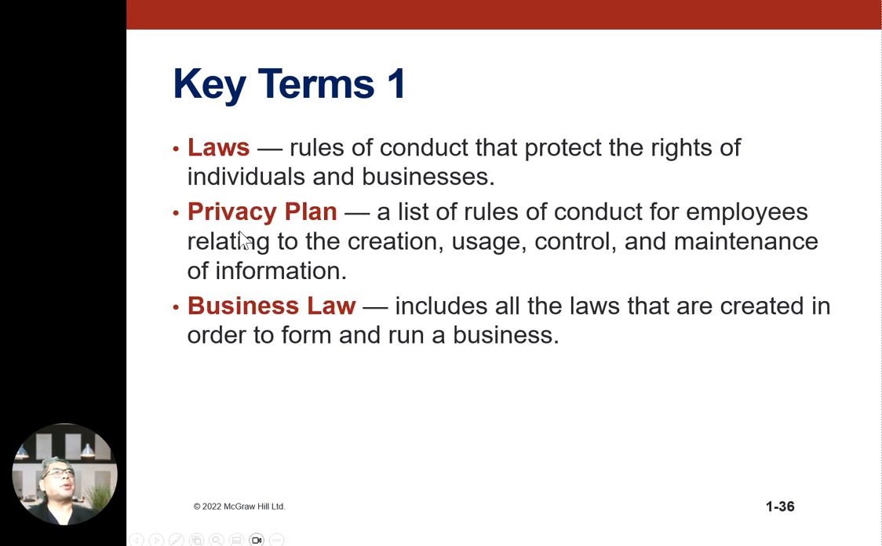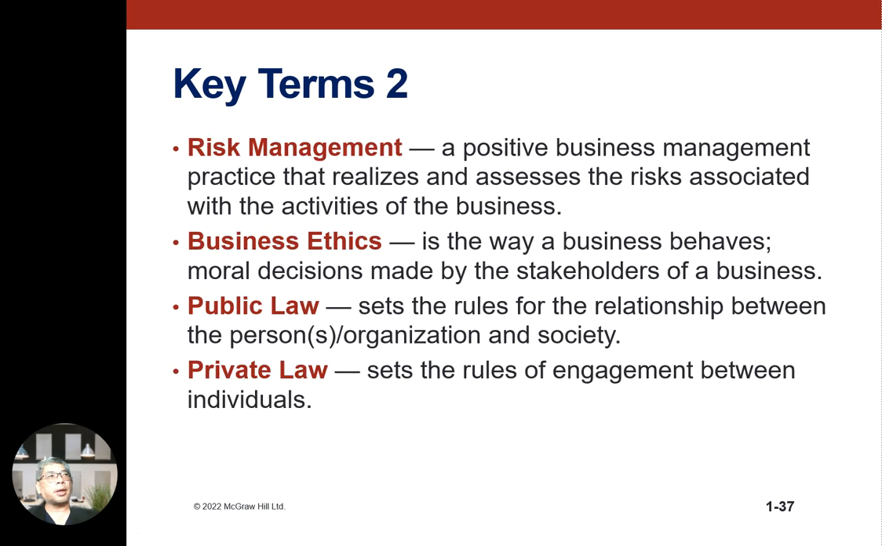Key terms that you need to know: the laws, the rules of conduct that protect the rights of individuals and businesses. Privacy plan, which is a list of rules of conduct for employees relating to the creation, usage, control, and maintenance of information. Number 3, business law includes all the laws that are created in order to form and run a business. Key term number 2, risk management, a positive business management practice that realizes and assesses the risk associated with the activities of the business. Business ethics is the way a business behaves, the moral decisions made by stakeholders of a business.